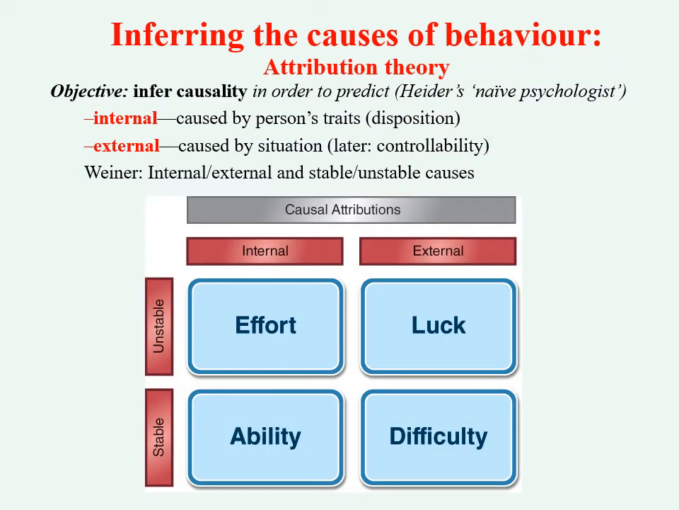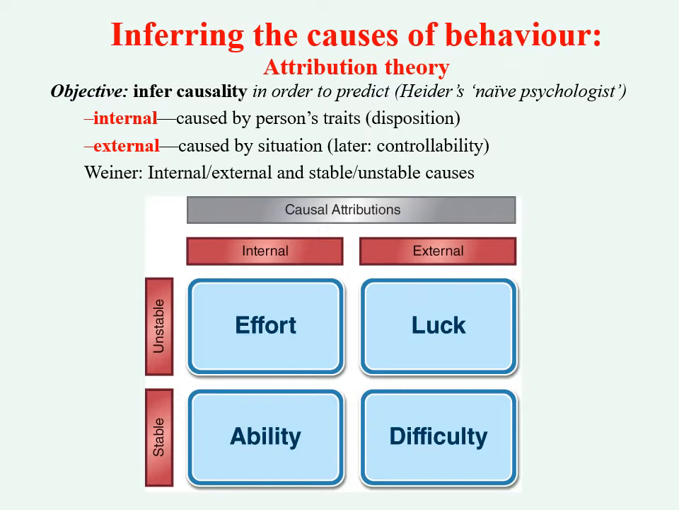Now, the first person who was interested in attribution theory was a German psychologist called Fritz Heider, who actually never did an experiment himself. He wrote a book about the nature of interpersonal behavior. And he proposed the idea that human beings, in order to make sense of their everyday life, essentially behave as if they were naive scientists.